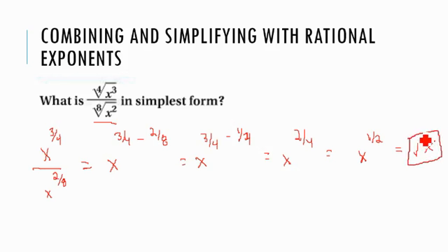Now without the rational exponents, there is no way that I would have gotten this and said, yeah, that equals the square root of x. But thankfully we have rational exponents where we can use the properties of exponents to simplify an expression, and we get the square root of x.